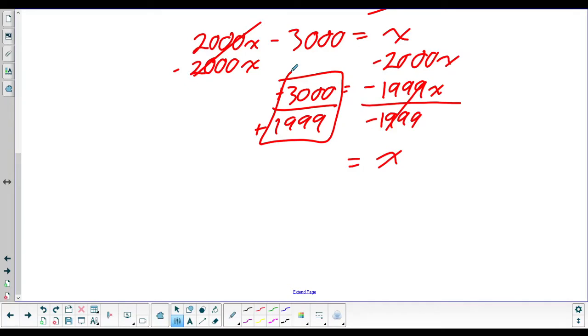But I have a sneaking suspicion that your homework will want this as a decimal. So we put it into our calculators, and we get 1.50075. And then that'll be our answer. All right, not too bad.